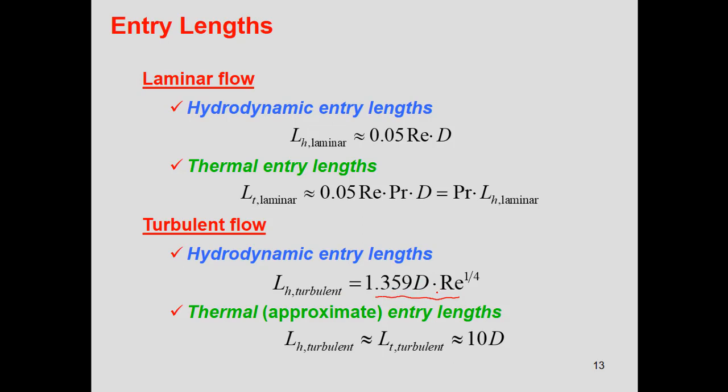For turbulent flow, the hydrodynamic entry length is 1.359 times the hydraulic diameter times Re to the power 1/4. And the thermal entry length for turbulent flow will be almost 10D, which is equal to the hydrodynamic entry length as well. L_H and L_T are the characteristics which I mentioned we are interested in knowing. Why is this important? Because after this length we can consider the flow to have a constant h and constant friction, constant convection coefficient and constant friction, and our calculation will be much easier.